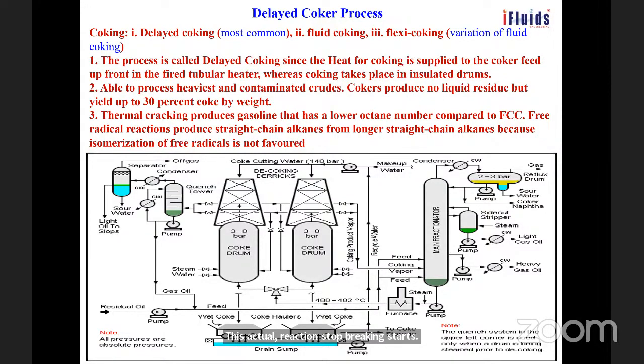So there are different types of cokers: delayed coking, which is the common one, and fluid coking and flexi coking. These are all different methodologies used. Basically, this coking is to break the bigger molecules. The process is called delayed coking since the heat for coking is supplied to the coker feed upfront in the fired tubular heater, whereas coking takes place in insulated drums, that is, coking drums. Able to process the heaviest and contaminated crudes, cokers produce no liquid residue, but yield up to 30% coke by weight. This coke is called pet coke, petroleum coke, and it is further processed.